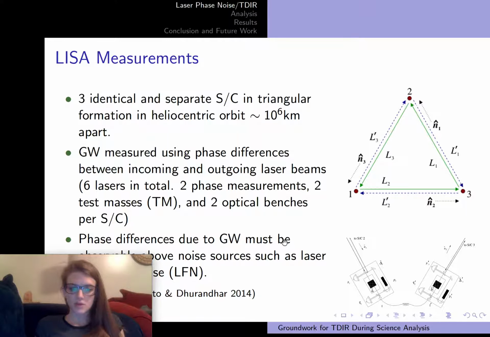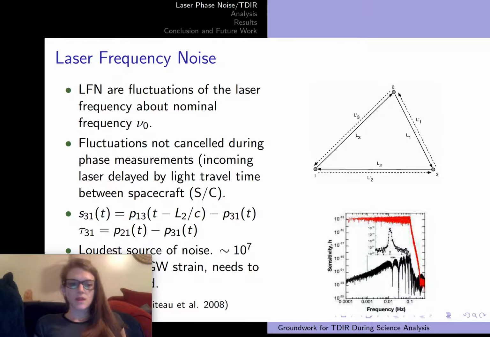So to measure gravitational waves, the signal must be observable above the noise. Namely, in this work, we are going to talk about the laser frequency noise. The laser frequency noise are fluctuations of the laser frequency about some nominal frequency, and these fluctuations are not necessarily canceled when you combine measurements, because of the light travel time that it takes to get from one spacecraft to another.